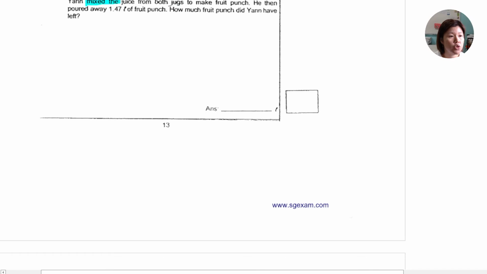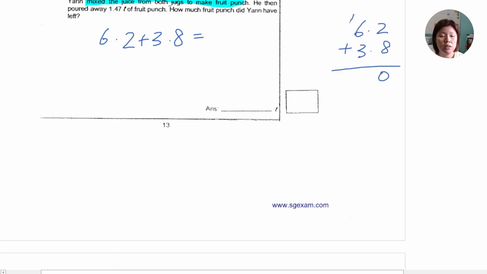they mixed the juice. So since they mixed the juice, meaning I can take 6.2 plus 3.8, which means plus them together. So I do working. So it's actually 10.00 liter. And then after that, he poured away. So pour away means minus. Minus means take away. Let's do working.